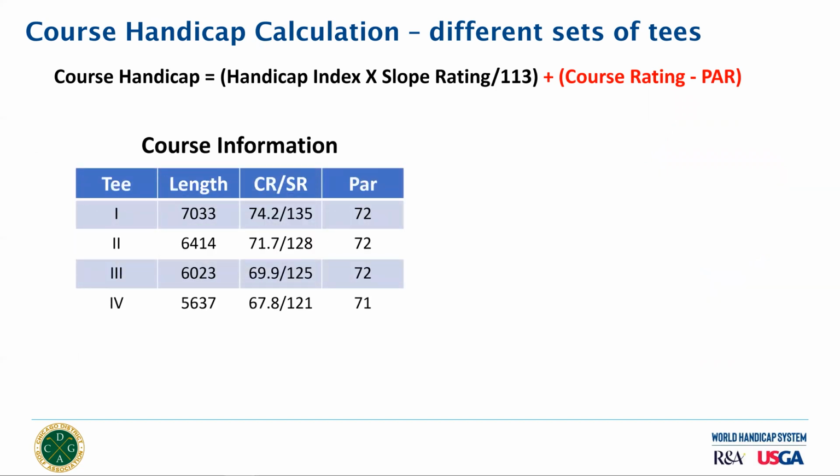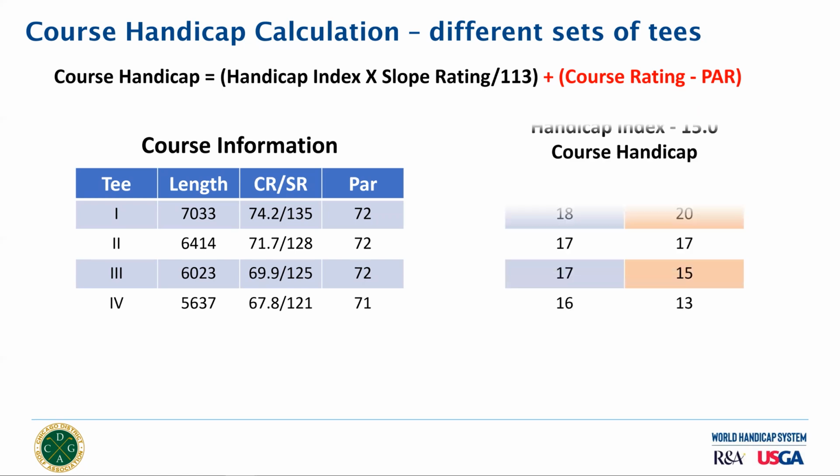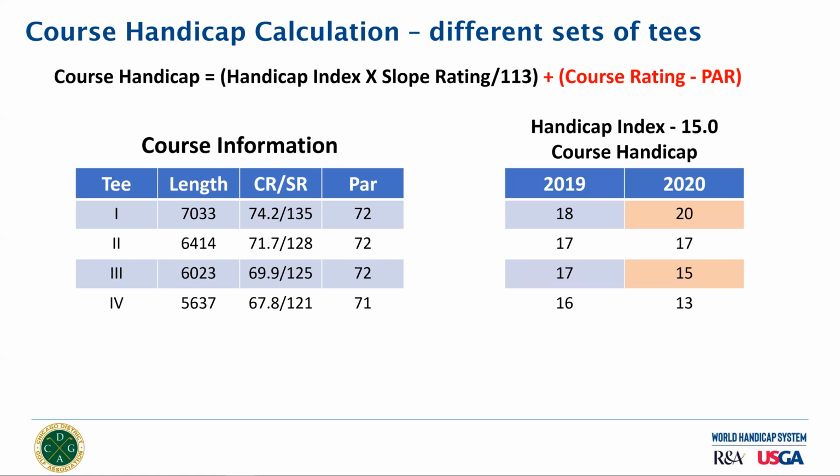This chart shows course information for a golf course that has 4 sets of tees, varying in length from slightly more than 7,000 yards to slightly more than 5,600 yards. You can see the course ratings and the slope ratings and the par. This chart on the right shows in 2019, an individual with a 15.0 handicap index would have been an 18 from tee set number 1, a 17 from tee sets 2 and 3, and a 16 from tee set number 4. That's prior to par being added to the system in the calculation.